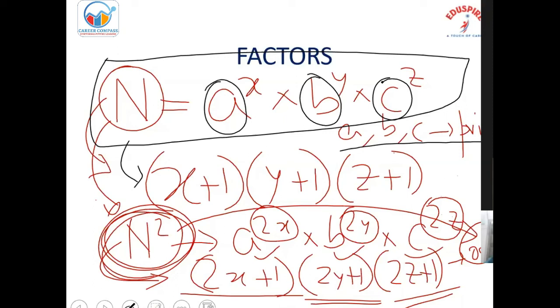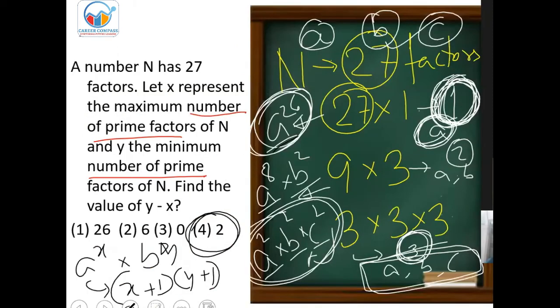The question was, what is the maximum number of prime factors? What is the minimum number of prime factors? See, if A is a prime factor, A square will not be a prime factor, no? A square will be a composite number, or A cube will be a composite number. But A itself will be a prime factor, B itself will be a prime factor, C itself will be a prime factor. The question is based on that fundamental. What is the minimum number of prime factors? What is the maximum number of prime factors? Got it, guys?